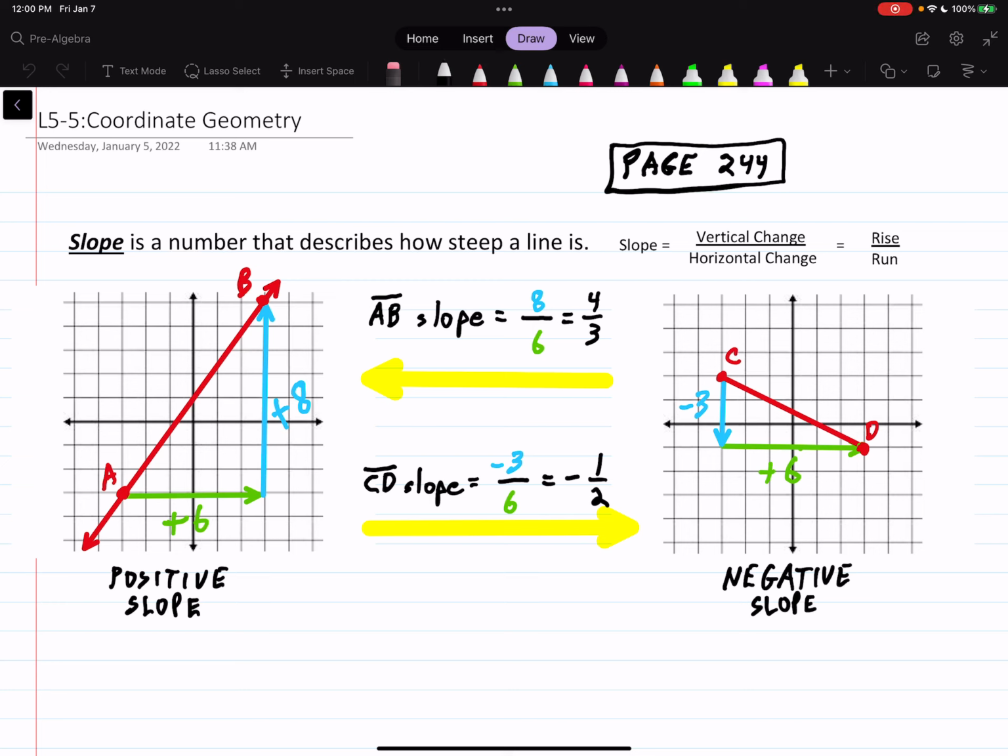Okay, this is lesson 5.5, page 244 in your book. Today we're going to be talking about slope. And slope is a number that describes how steep a line is.